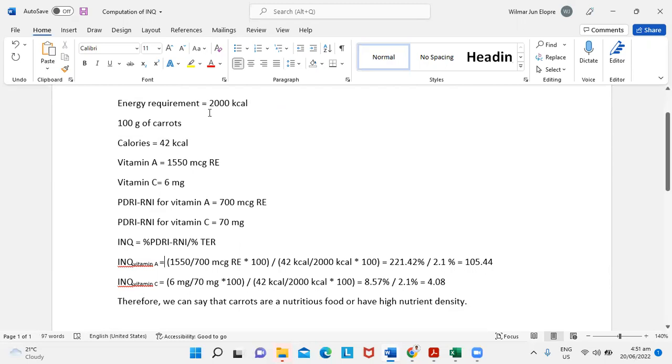A very important factor to consider in computing a food item's INQ is the energy requirement of a particular person. Let's say the energy requirement for a certain person is 2,000 calories, and we want to know whether these carrots can be called nutritious if that person consumes it. Remember that for a food to be considered nutritious, it has to contain more micronutrients than calories. If it has a lot of calories and low to zero micronutrients, then that food can no longer be considered nutritious.